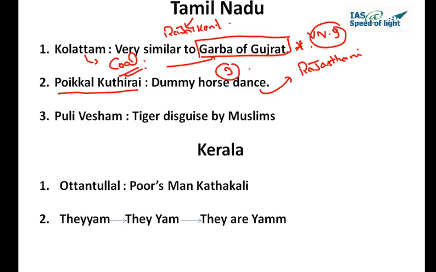Coming to Kerala, Kerala again like Rajasthan, you have a lot of folk cultures, a lot of paintings, a lot of dances, a lot of theater groups, okay. So first one is Ottan Thullal. Difficult words to pronounce. How to remember them? Ottan Thullal. So it is the Poor Man's Kathakali. So again, very, very important. Poor Man's Kathakali.